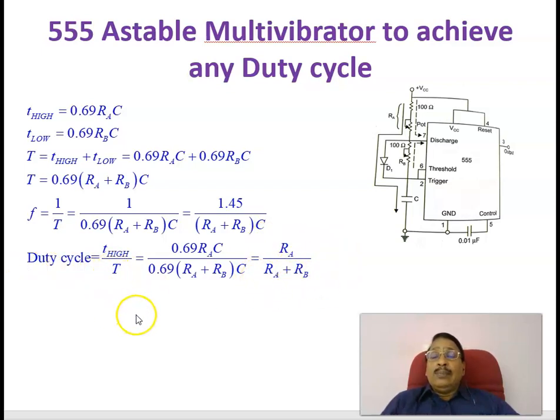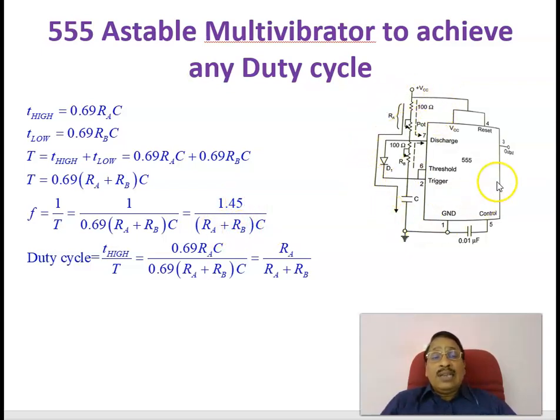Therefore, by this setup, by properly selecting the values of RA and RB, you can get any duty cycle. A low value of the duty cycle is possible, maybe 10%, 20%, 30%, even 50% or more than 50%. Any duty cycle percentage is possible by suitably selecting RA and RB, by shunting RB through a diode like this one. The equation for the total time period is 0.69 (RA + RB) C, and the corresponding frequency is given by 1/T, which is 1 divided by 0.69 (RA + RB) C, or frequency of oscillation equals 1.45 divided by (RA + RB) C.